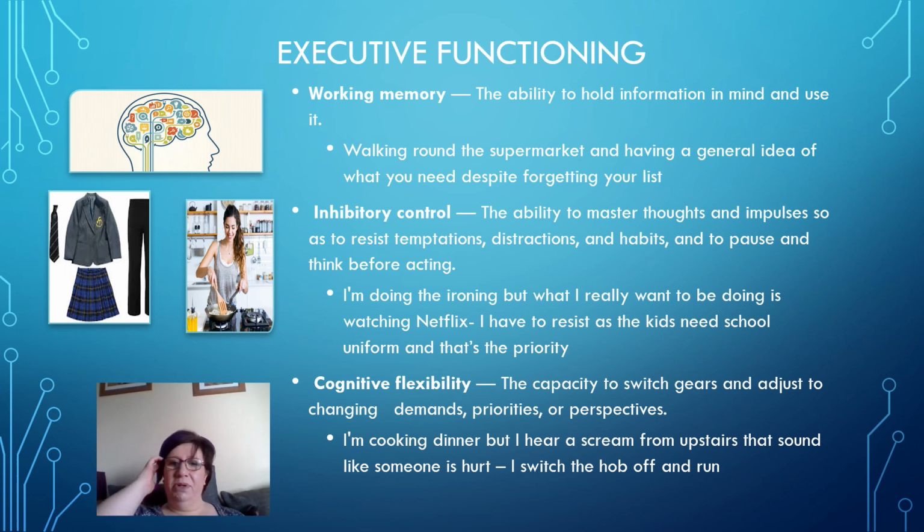So for example, I might have to do the ironing on a Sunday afternoon when what I really want to be doing is laying on the settee watching Netflix. But I have to resist that impulse because school uniform ready for Monday has to be the priority. So because I'm neurotypical, because I'm an adult, I'm able to plan, prioritize, and organize myself in a way that I don't allow my impulses, my temptations, my distractions to take over.